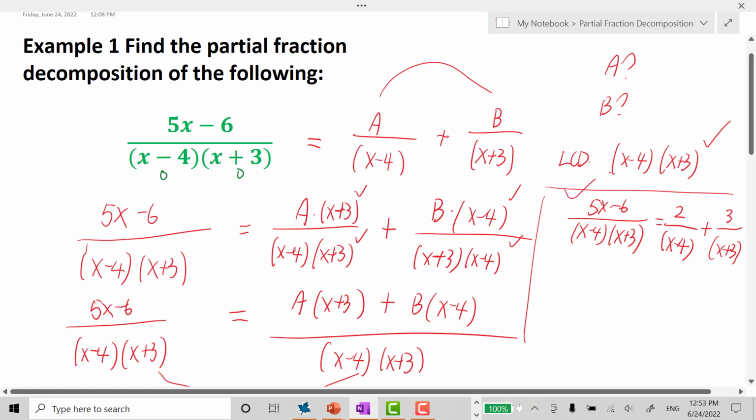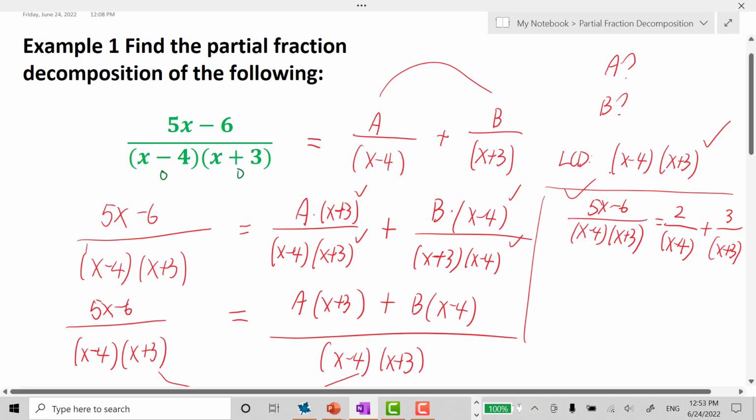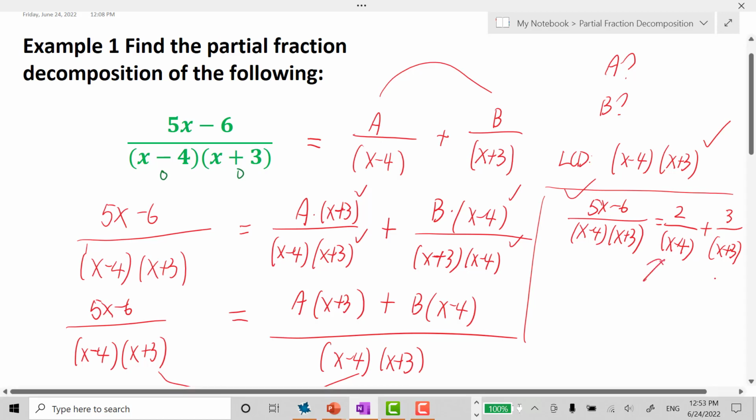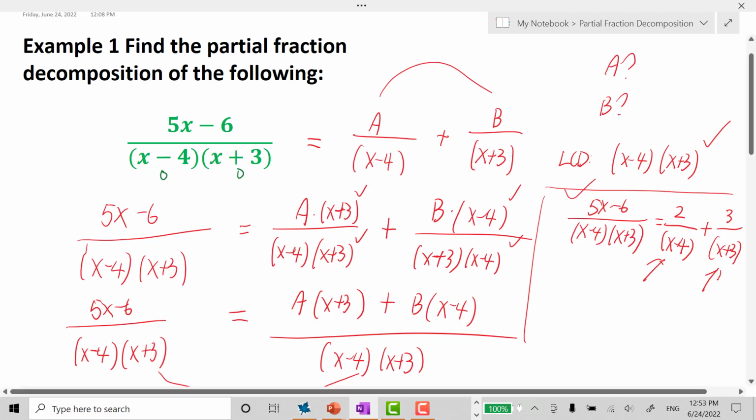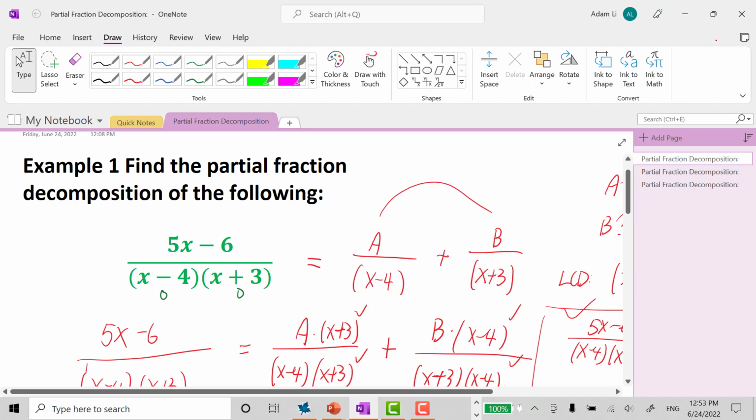And you can apply this in calculus too, because we have the antiderivative, or the integral, of (5x minus 6) over (x minus 4) times (x plus 3). You can break it down into these two partial fractions, and eventually you will be able to find an integral for each one of these. But that's when you get to calculus 2, right?